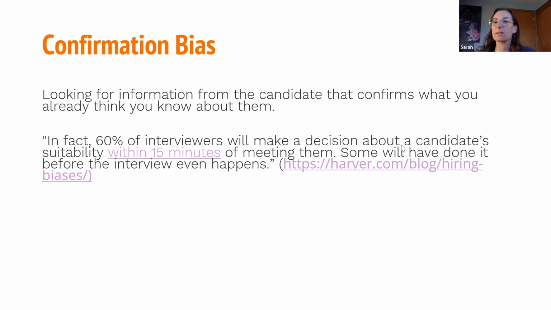People wear glasses because they need them to see. But when we're not aware of that, sometimes even little things like that can come into play, where we're looking for the person to show us what we already think we know about them. And there's this great quote in that article that I just mentioned, that in fact 60% of interviewers will make a decision about a candidate's suitability within 15 minutes of meeting them. Some will have done it before the interview even happens, which is pretty shocking.